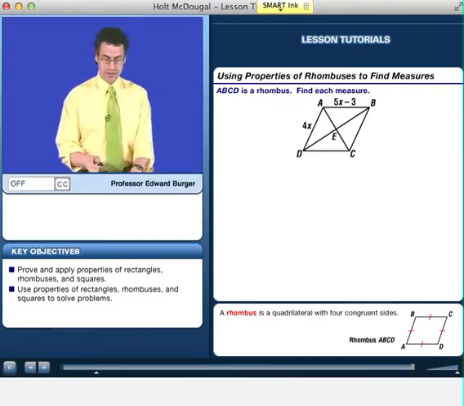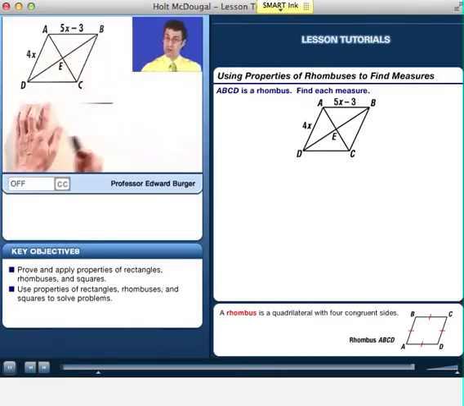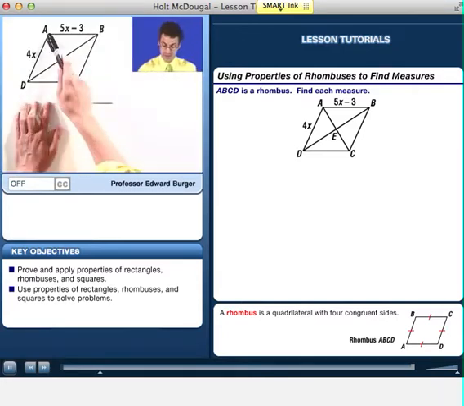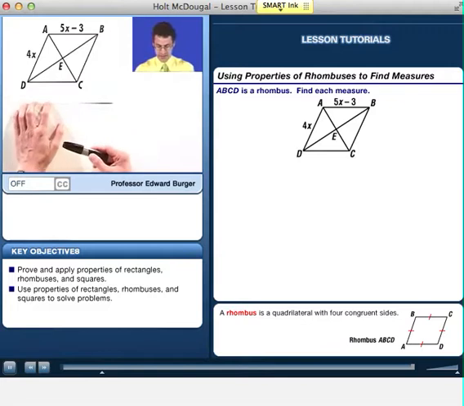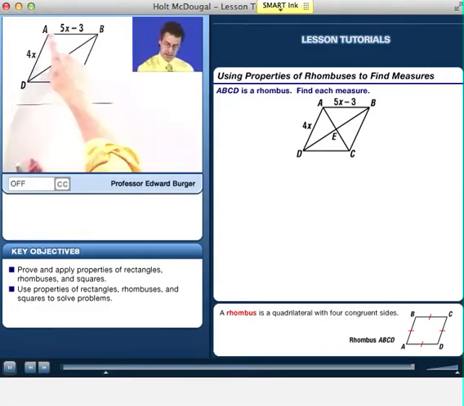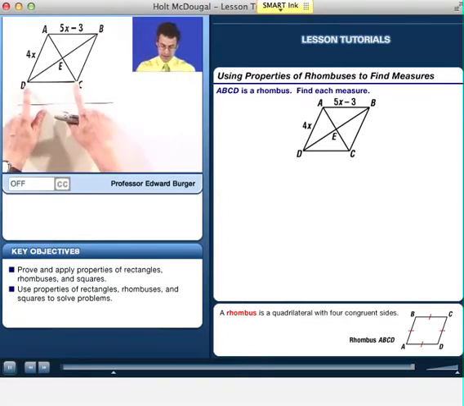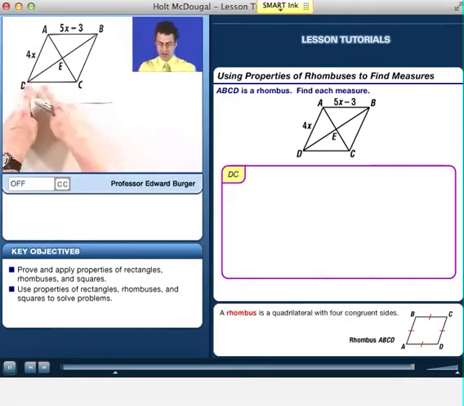All right, here we go. So here we're told this is a rhombus, so we have that information at our disposal. ABCD is a rhombus. And then we're told this algebraic stuff, that this length is 4x and this length here is 5x minus 3. And our mission is to find the length of CD. So how long is that?